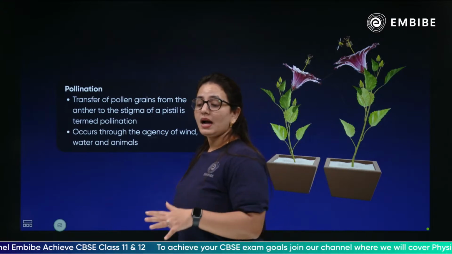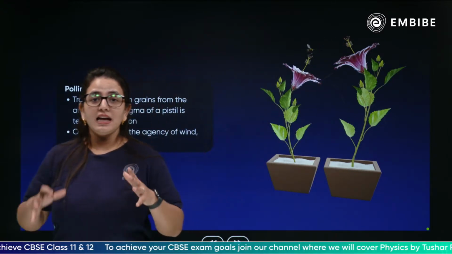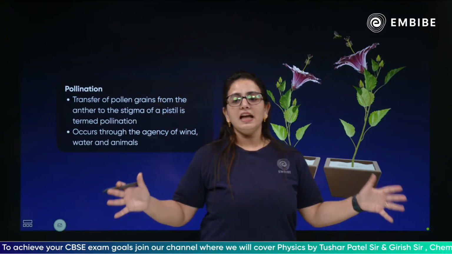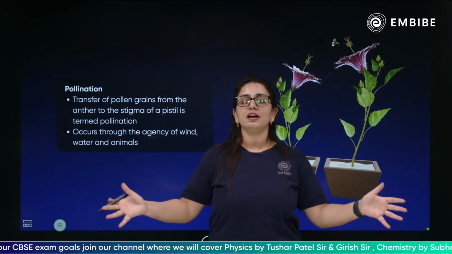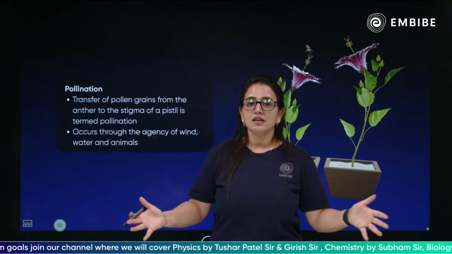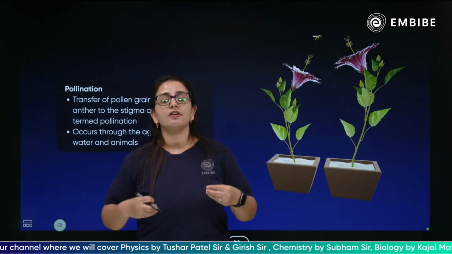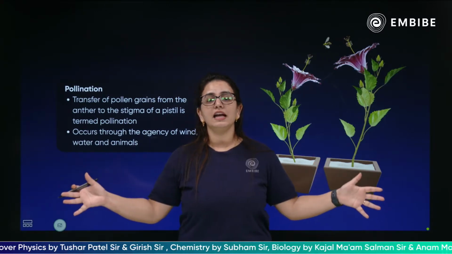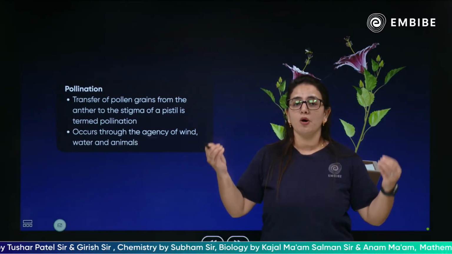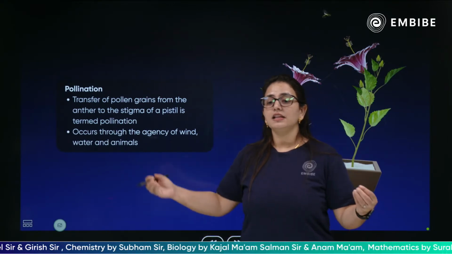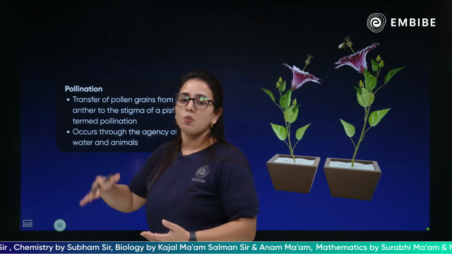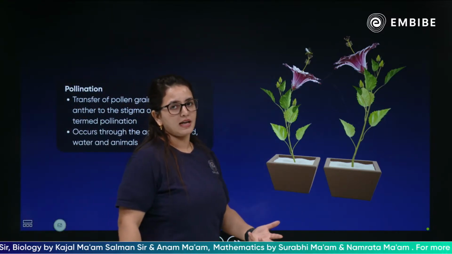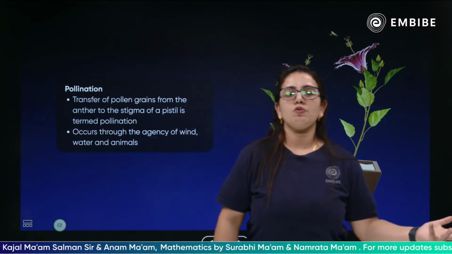And it requires a lot of agents, the vectors that are responsible. Agents are what act as a mediating method between the two. To make the pollen grain reach the stigma, we have agents to do that. And what are the agents for this process? The insects work as agents, the wind works as an agent, other animals work as agents, and water also works as an agent.